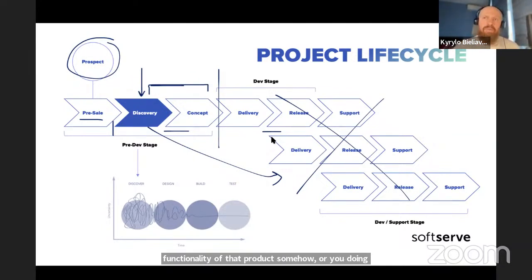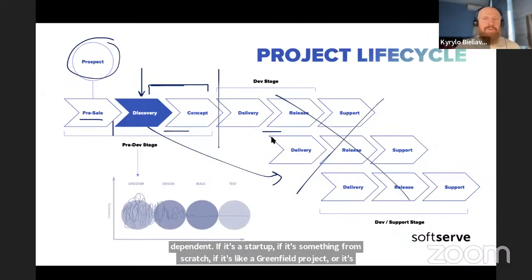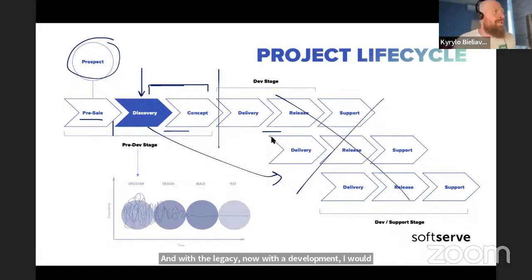Basically, you're targeting the same areas, and as we go deeper into this presentation, I will show you what type of areas we need to target with our discovery initiatives. And probably you will see that it's pretty much the same, whether it's a startup, something from scratch, a greenfield project, or something with a history and with legacy. Now with the development, I would say having a 10-year monolithic product is much worse than doing something from scratch. But from a discovery point of view, it's more or less the same.